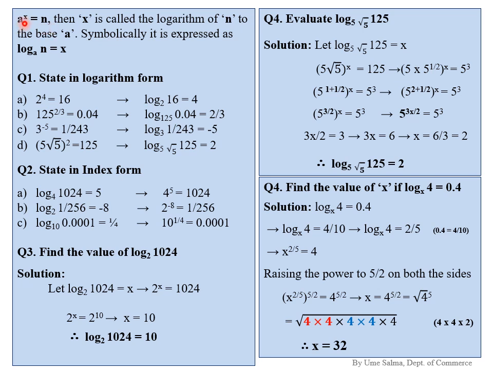A to the power x is equal to n. This is in the indices form. Then x is called the logarithm. The exponent x is called the logarithm of this number n to base a. Here this number becomes the base. So symbolically it is expressed as log of n to the base a is x. You can see these numbers, how they have been expressed in the form of logarithm.